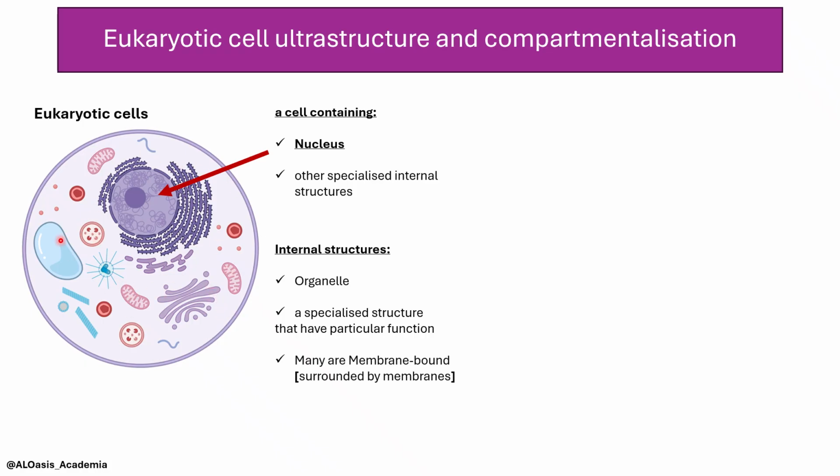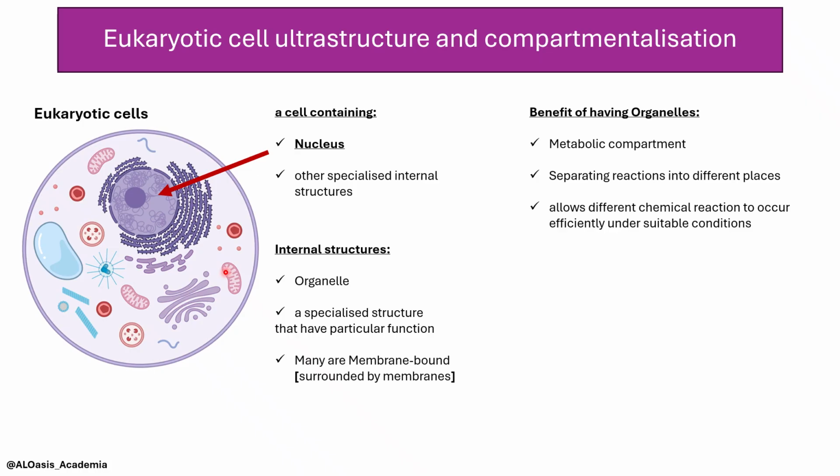And many of these organelles are membrane bound. And when we say membrane bound, we just mean that the organelle has a membrane of its own, separate to the cell membrane. So a membrane bound organelle means an organelle that is surrounded by a membrane. Okay, so this is a membrane bound organelle, which means it has a membrane of its own.